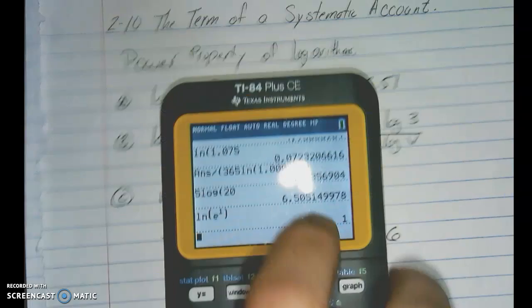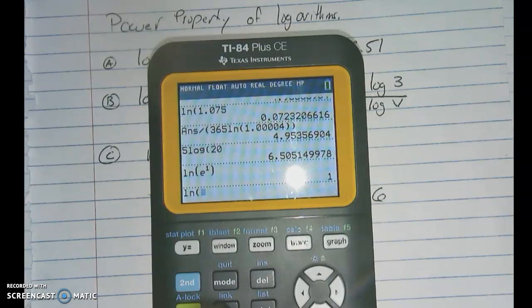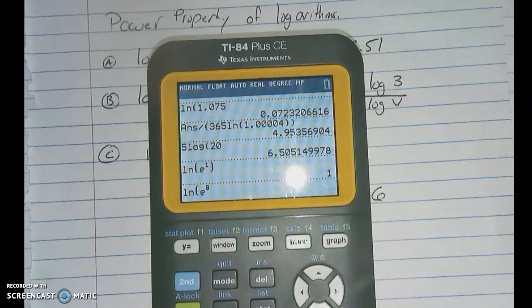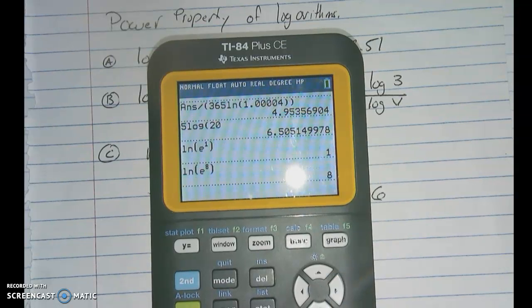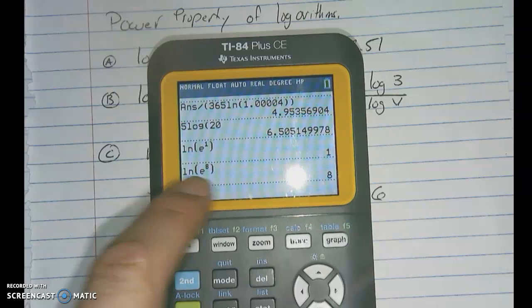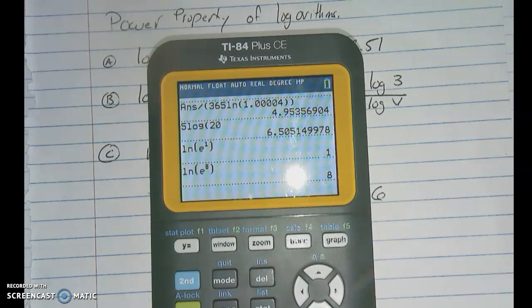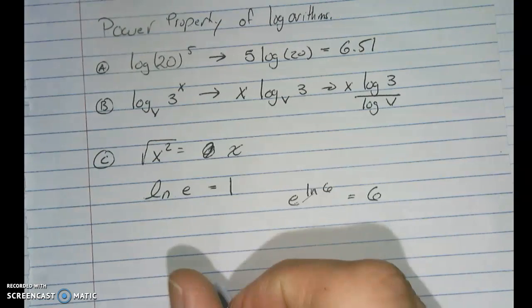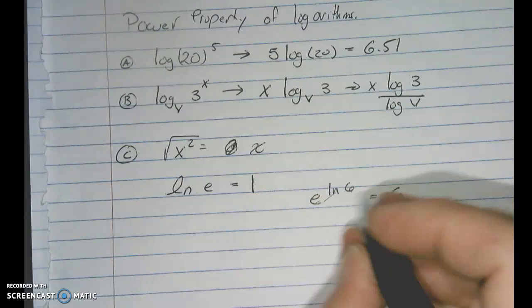Here, I'll show you on the calculator. So natural log, let's put in 8. Whatever the power is, that's what you're going to get for your answer. Okay? All right. So then we're going to talk about change of base again.